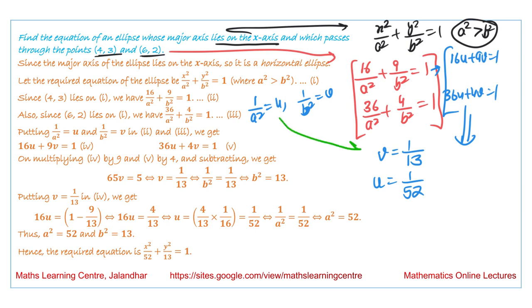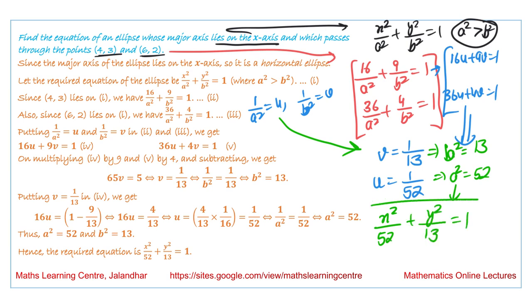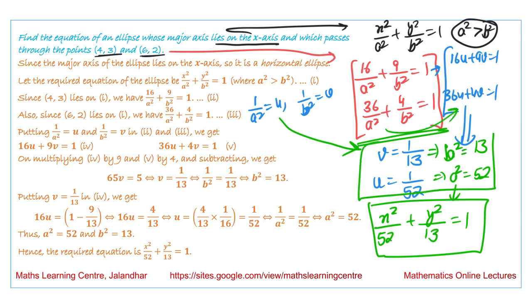And by using these substitutions, we are getting a square is equal to 52 and b square is equal to 13. So the required equation of the ellipse is x square over 52 plus y square over 13 is equal to 1. So the main thing over here is to convert these equations to the system of linear equations, solve these values, make the required substitutions, back substitution, and obtain the equation of the ellipse.